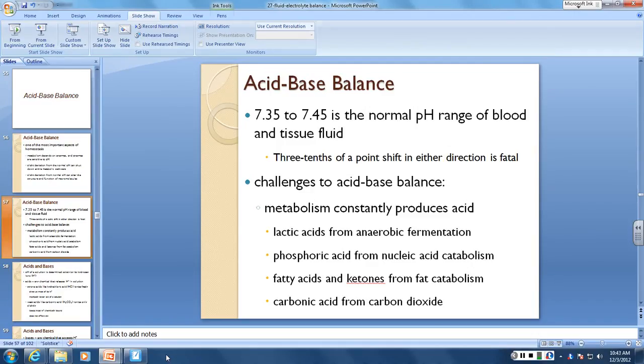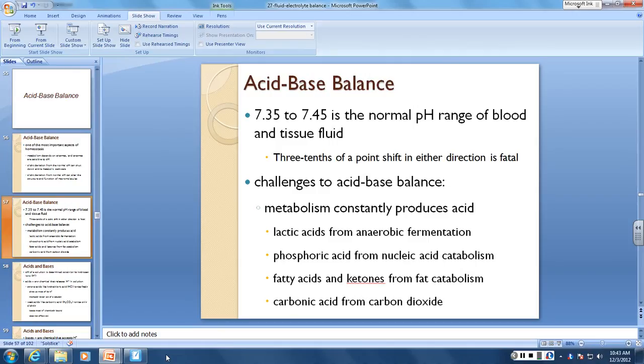Okay, so challenges to acid-base balance. Metabolism constantly produces acid. So we're constantly producing lactic acid in the process of making ATP. Remember, anaerobic fermentation, when your muscles fatigue, that lactic acid build up. So the body has to be able to get rid of that fairly quickly. Phosphoric acid from breakdown of nucleic acid, fatty acid and ketones from breakdown of fats. And this is what happens in individuals who have diabetes mellitus.